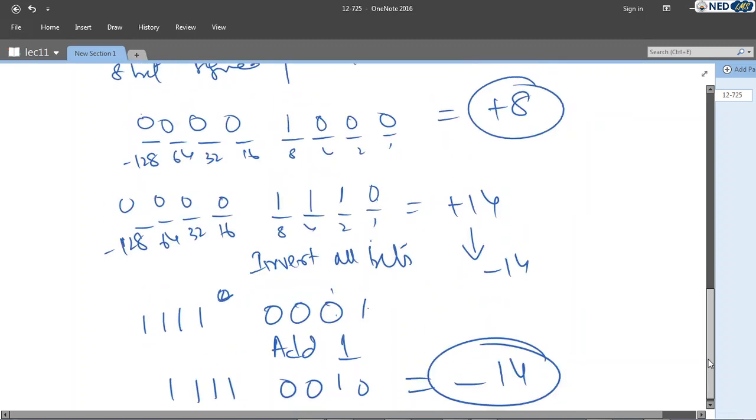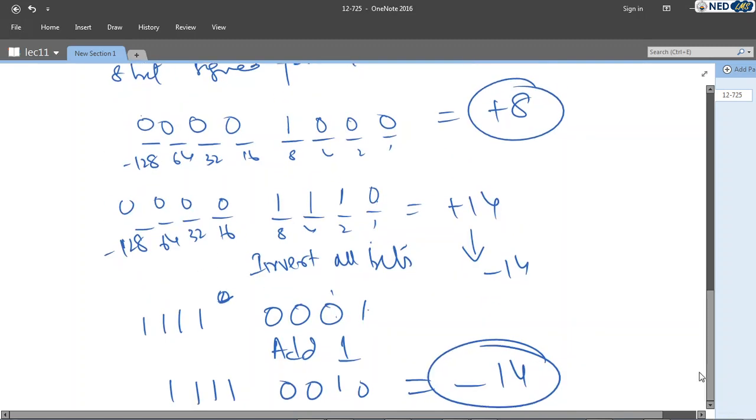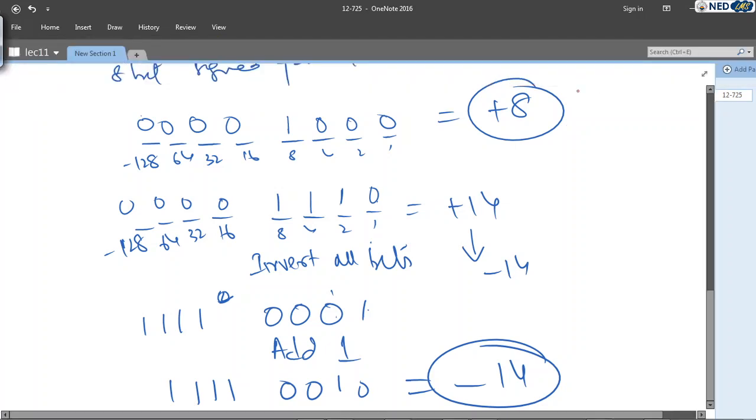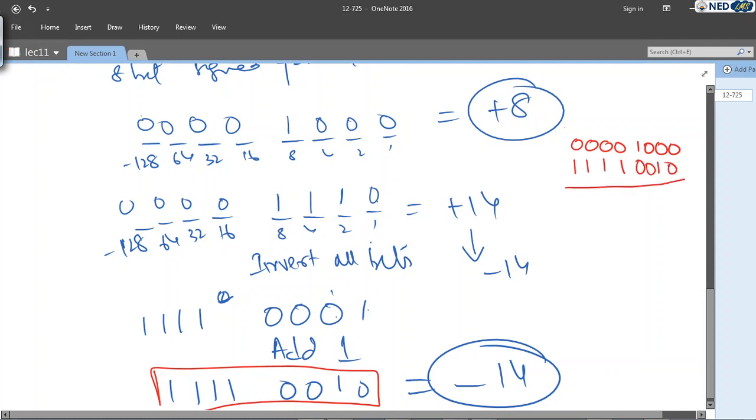So what is 8? Let me write it over here in some other pen, red. 0 0 0 0 1 0 0 0, that is 8, and I'm going to add this number: 1 1 1 1 0 0 1 0. Let's add these numbers and see what we get.